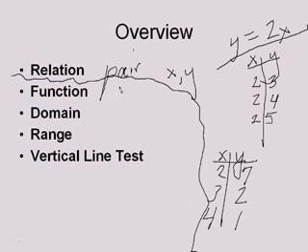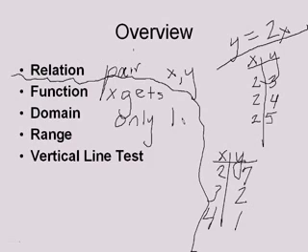Function. A function is a relation where each x gets only one y. I always like to tell it that if you think of x's like X chromosomes being girls and y's being the Y chromosome, guys, each girl gets only one guy. Girls can't cheat.